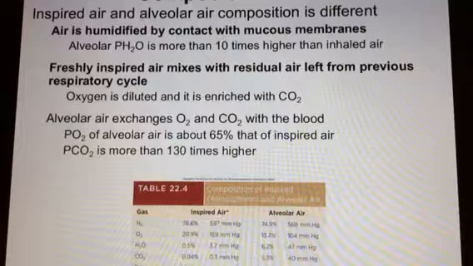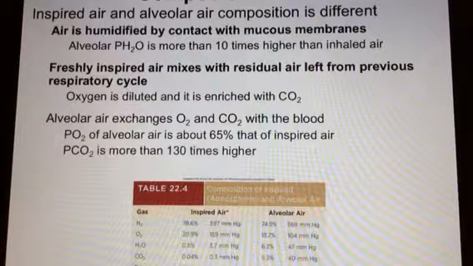I hate to oversimplify this, but that's kind of what I'm going to do, only so that you can understand it. The air that we breathe in and the air that makes it to the alveoli is different because the air gets humidified by contact with the mucous membranes. As it goes through the airway, which is lined with mucous membranes, the air is changed a little bit.